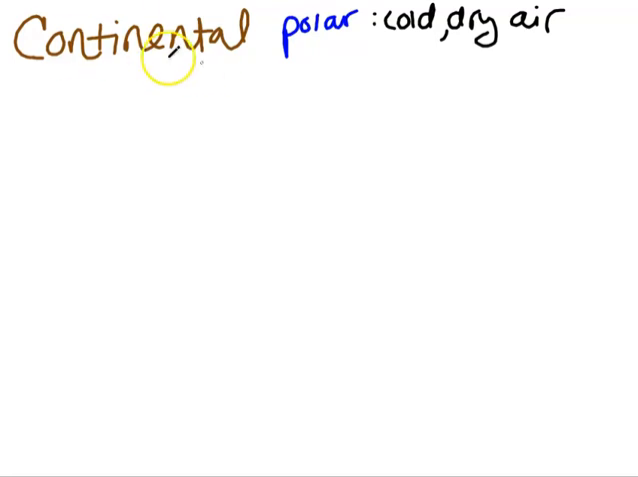Continental polar, continental and brown because it's from the land. That means it's going to be dry air. Polar means cold. Take the two Legos, click them together, Sadie, and you have cold, dry air.